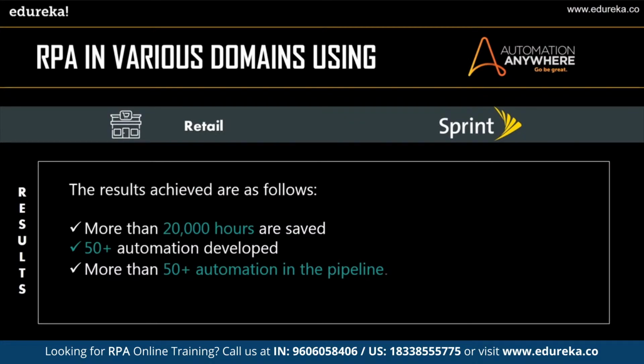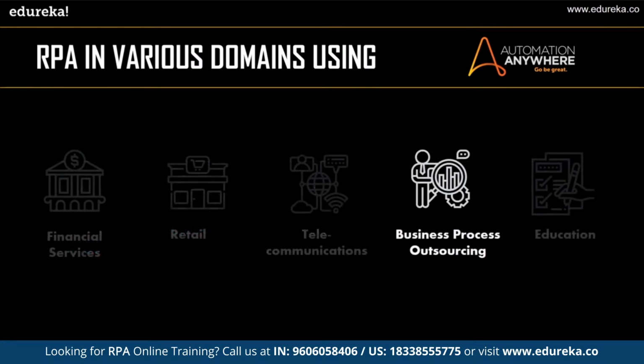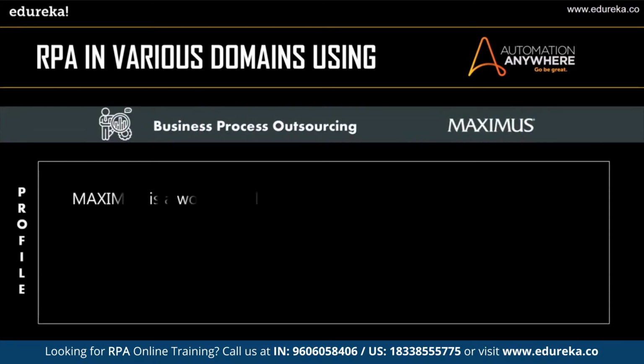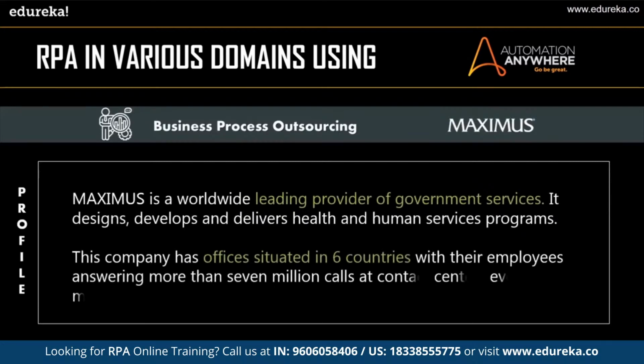Now let's move on with our next domain, that is RPA in BPO or business process outsourcing. So to explain you how RPA can be used in BPO, I've considered the Maximus organization. Maximus is a worldwide leading provider of government services and it designs, develops and delivers health and human services programs. This company has offices situated in 6 countries with their employees answering more than 7 million calls at contact centers every month.